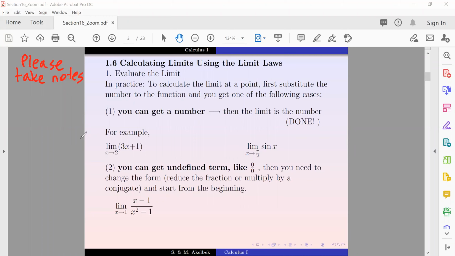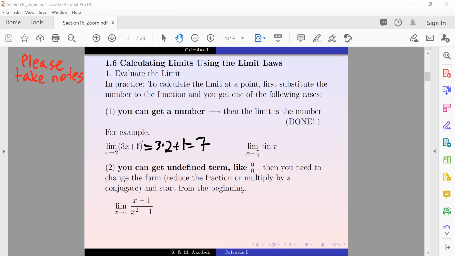So if we have a limit as x goes to 2 of 3x plus 1, always we start with taking the number and substituting. So we're gonna have 3 times 2 plus 1, and in that case, 6 plus 1 is 7. So the limit as x approaches 2 of this function is 7. We got the number, we are done. This is the case that the limit is the value of the function. Last time we talked about that.